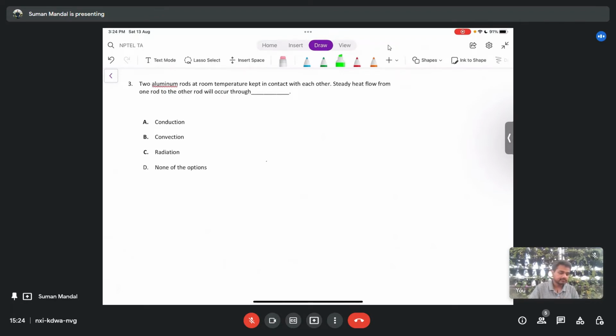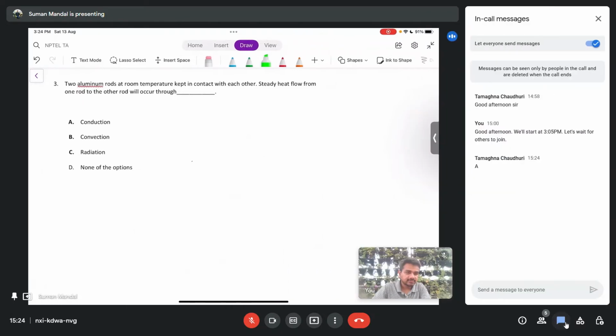Steady state heat flow means we are not taking time into consideration. Yes, you're right, but it's okay. Don't think too much about it. In which direction should the heat flow and by which mechanism? Let's not worry about the flow profile or anything at this point of time.